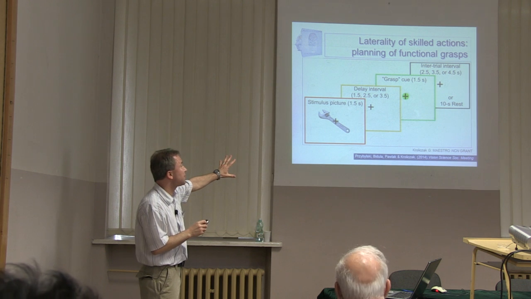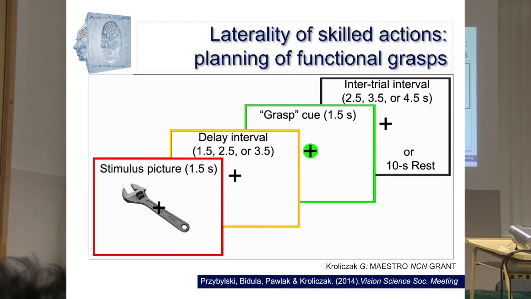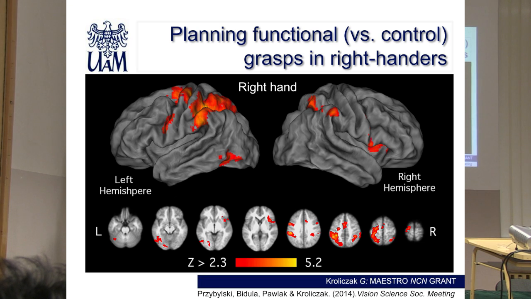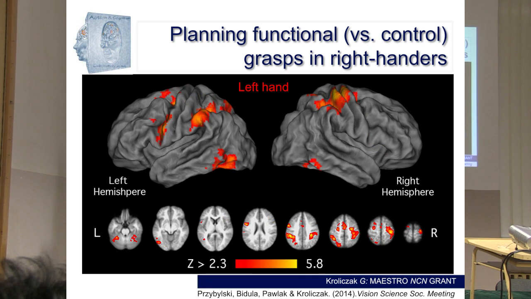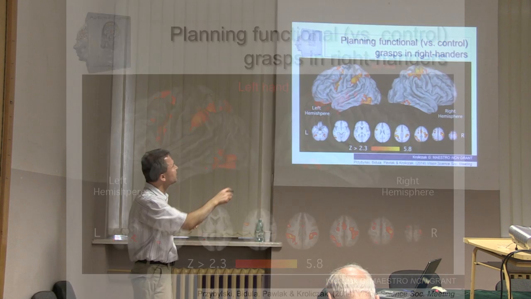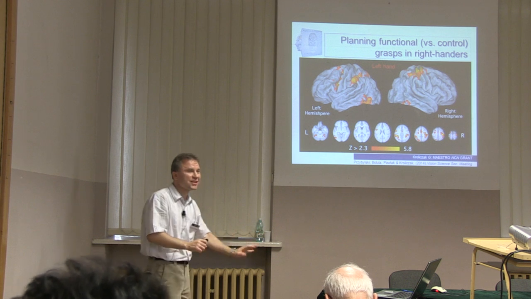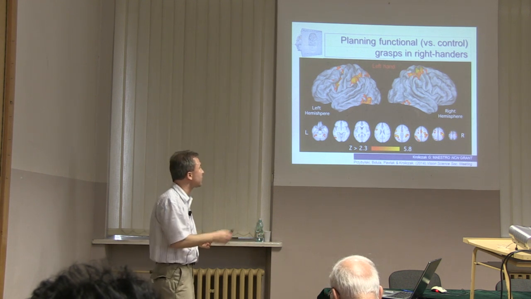All right, this is what has been done in an event-related design, very similar to the one that I used. So picture, planning, execution, and here are the data. This will be easy. Planning a functional grasp in right-handers, right hand. No surprise that the left hemisphere is primarily involved. But what happens for the left hand? Left hand, the same areas in the left hemisphere are involved. And this, I would kind of ignore, because this is purely sensory motor, just basic motor processing and sensory motor processing.